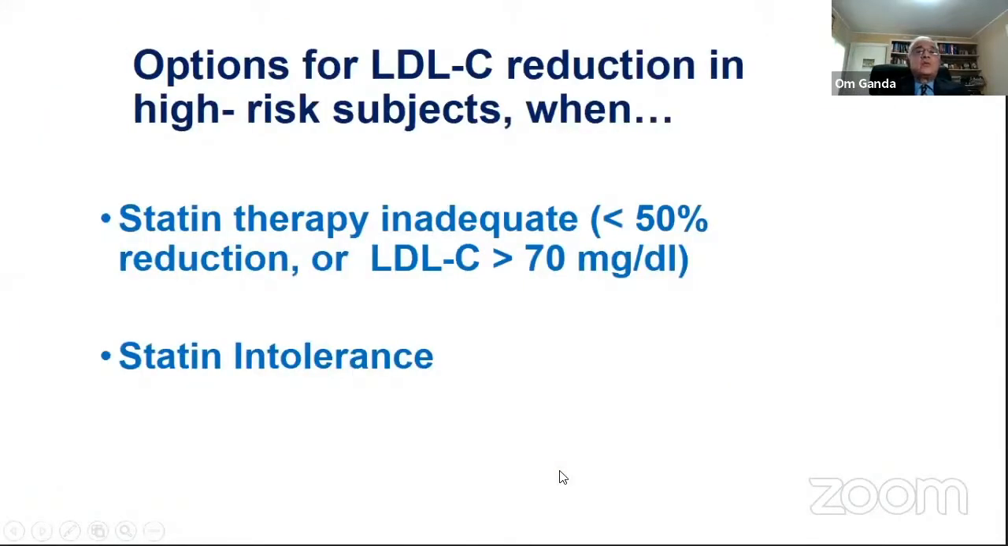Okay, so what do you do next? If you have somebody on as intensive therapy as you can, but it's still inadequate, you have less than 50% reduction or LDL remains above 70, then what do you do? The minimal goal is 70. Or you have somebody with statin intolerance, not complete intolerance, but they can only take a low dose and that's not enough. So what do you do next?